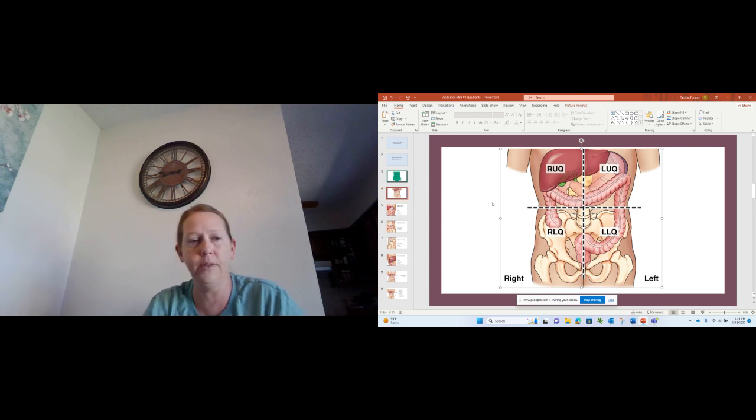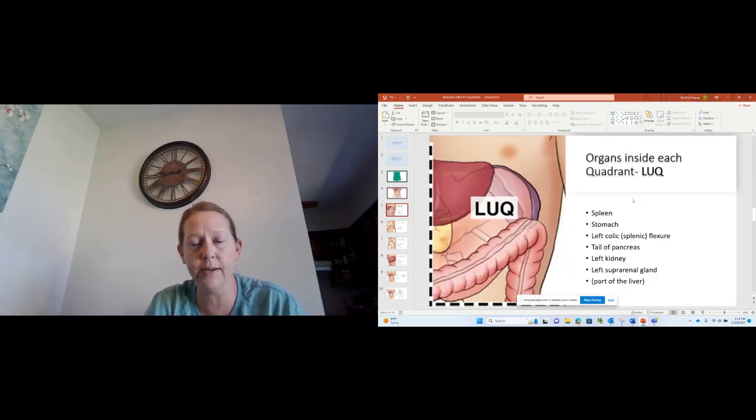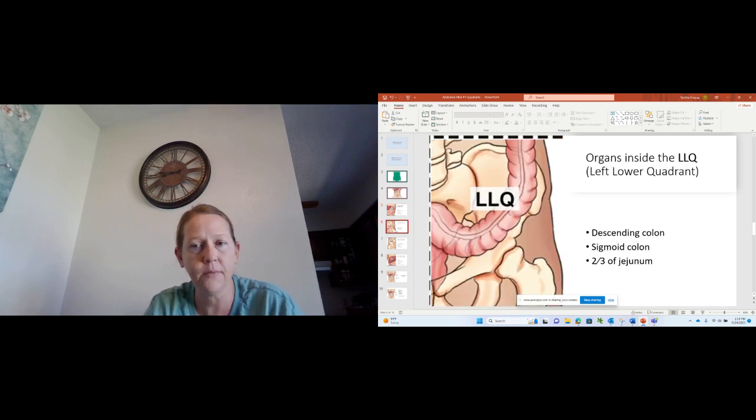So, moving on, we can zoom in to each quadrant. The left upper quadrant has the stomach, which is the outline of this pink thing right here. The spleen, which is back here, this purple little guy. The splenic flexure. The tail of the pancreas. The left kidney and the left suprarenal gland is in the back. And yes, it has part of the liver, but we don't really count it in there. Moving down is the descending colon, the sigmoid colon, where the S starts, and 2/3 of the jejunum, which is part of the small intestines, which is seen on this picture.